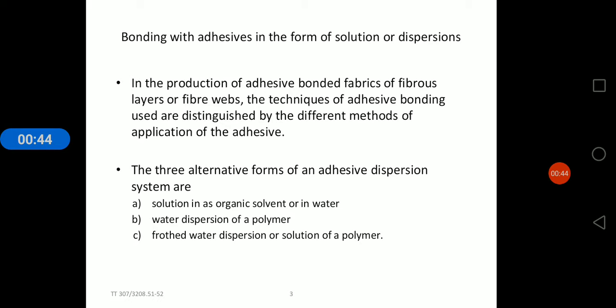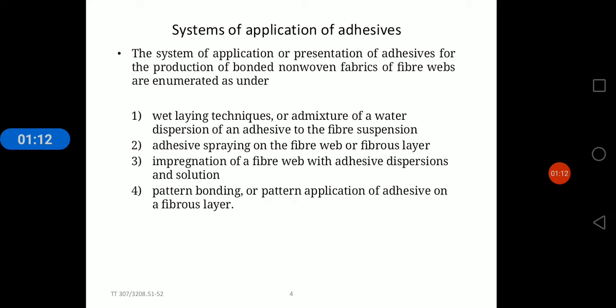There are three alternative forms of adhesive dispersion systems: solution in an organic solvent or in water, dispersion of a polymer, and further water dispersion or solution of a polymer. One is solution in an organic solvent, water dispersions of a polymer, and further water dispersion or solution of the polymer. And number one, systems of application of adhesives.